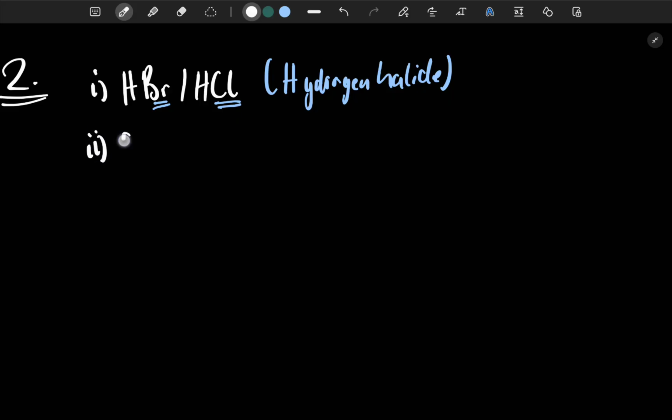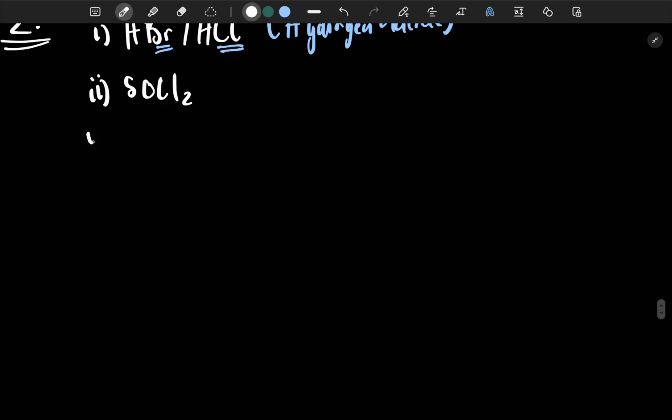Second hero is SOCl2. Okay, this guy can push back chlorine. Now the other guy that is important again is going to be, we can say PX3, which is PBr3 or PCl3, okay. X here represents group 7.